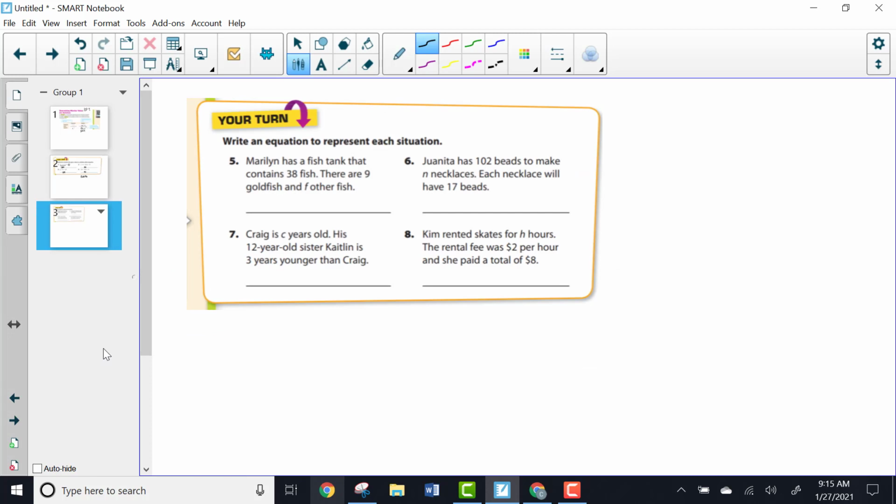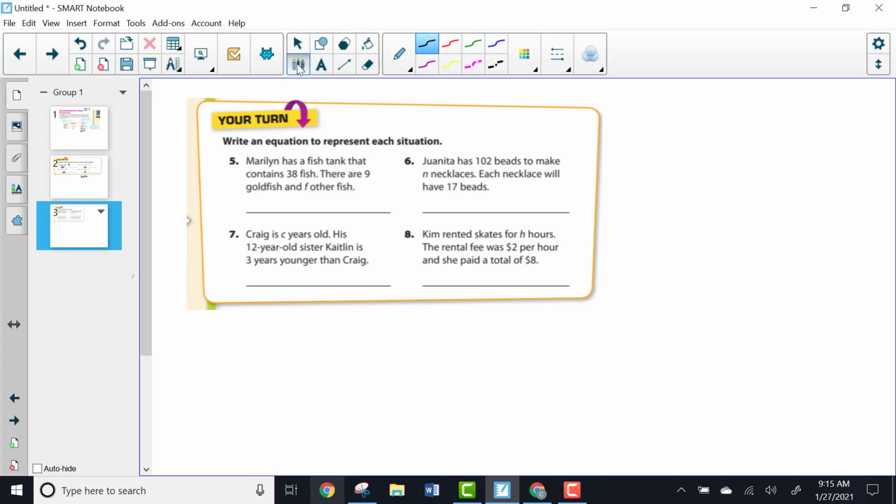Now, the other thing we're going to do is take a look at a real world situation, and we're going to write an algebraic expression to represent it. Okay, so we're going to write an equation to represent each situation. So we can see this on the bottom of page 298, and I want you to work through this problem with me. Okay, so this says Maryland has a fish tank that contains 38 fish. There are 9 goldfish and F other fish. All right, so using the variable F there.